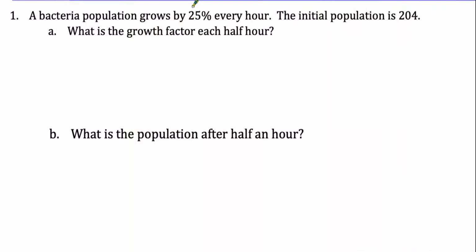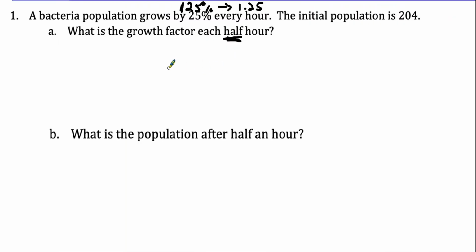All right, on number one, a bacteria population grows by 25% every hour. So if we are increasing by 25%, that means we need to take the previous 100% and add 25% to it. So thinking about that as a growth factor, I would say that my growth factor to model this situation would be 1.25. Okay? Now, Part A asks for the growth factor for half of an hour.